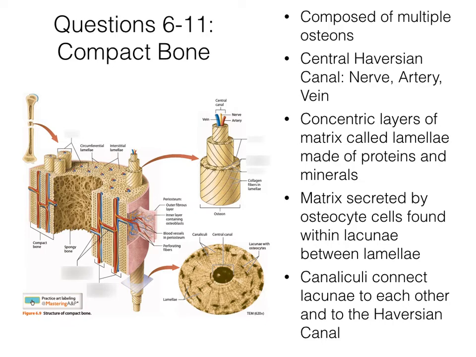The most dense matrix that you'll find in your body is in compact bone. There's also spongy bone, which has the same basic parts, just not as densely packed together. But in compact bone, the really hard mineralized parts of your skeletal system, the basic unit is what's called an osteon. And each osteon has a central canal called a Haversian canal.